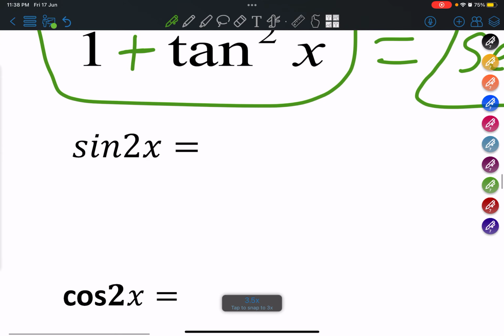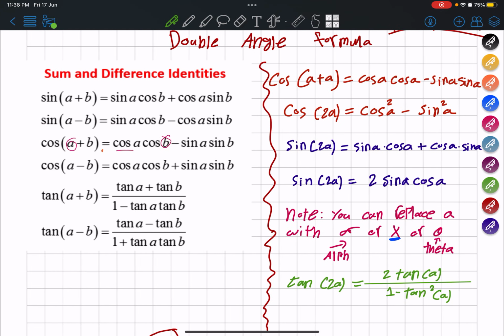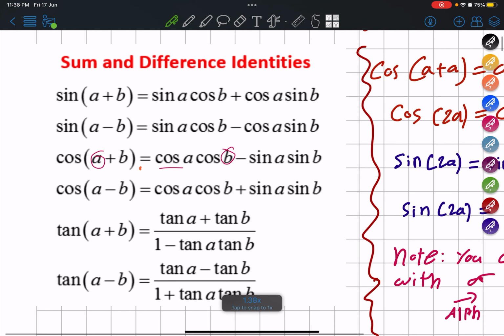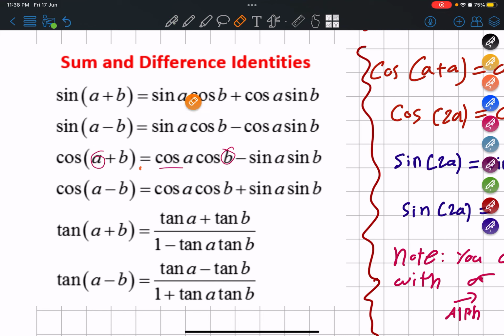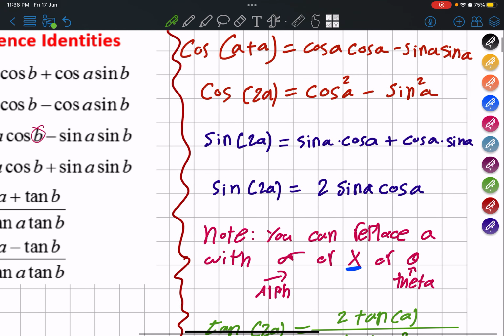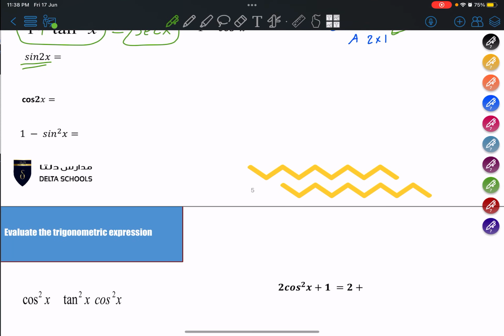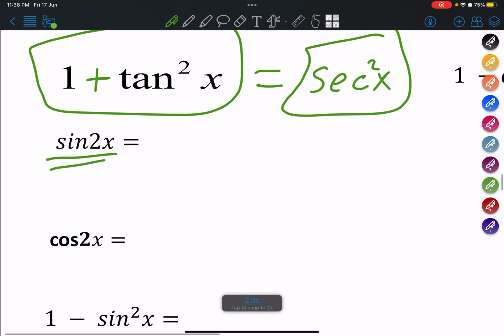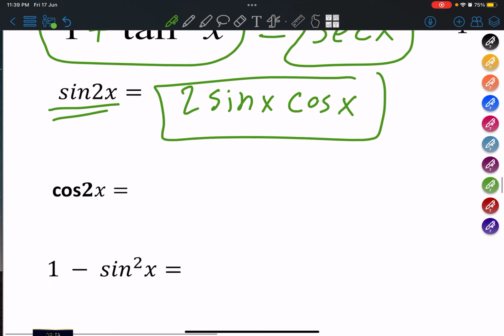What is sine 2x? Let's see, so we have them here. If we use the original sine a minus b or sine a plus b, and then replace b with a, we'll get this new formula, which is sine 2a. And sine 2a, or sine 2x, is equal to 2 sine x cosine x. This is what sine 2x is equal to.